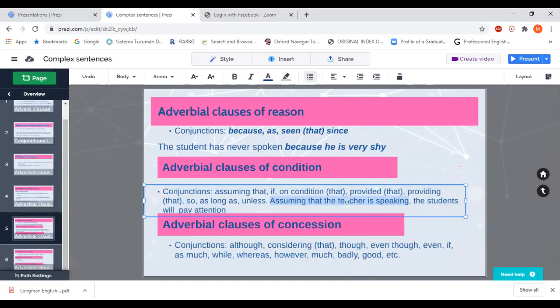Okay, then we have adverbial clauses of concession. What is the meaning of concession? Basically, concession means contrast, okay? Like we say something positive and then we say something negative. Let me give you an example, okay?